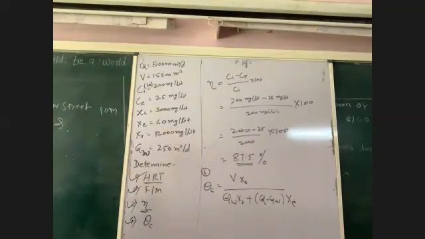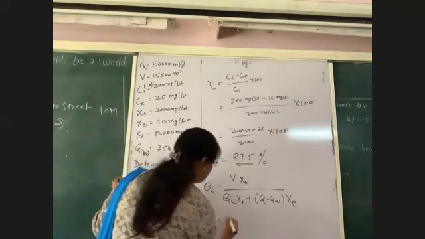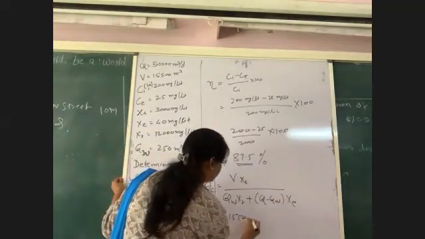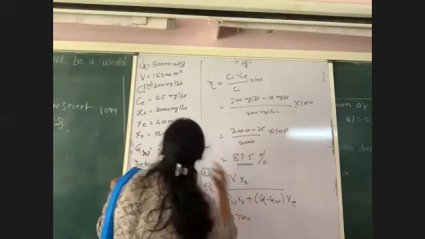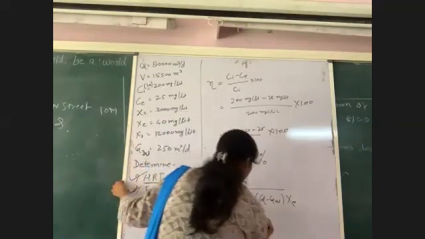Okay. Now, all the parameters are given to you. V is given to you. What is the V? 15,500. Okay, into XT. What is the XT? XT is given to you 3,000.